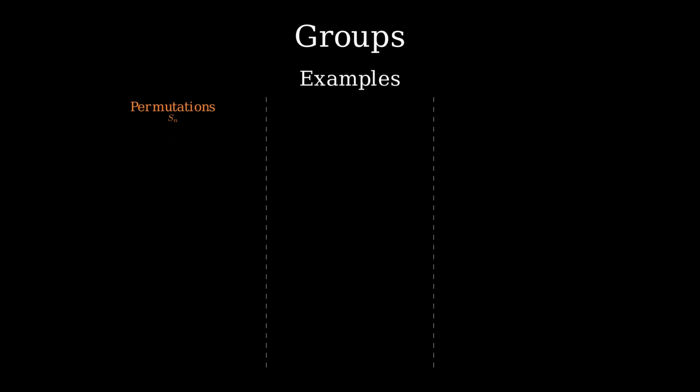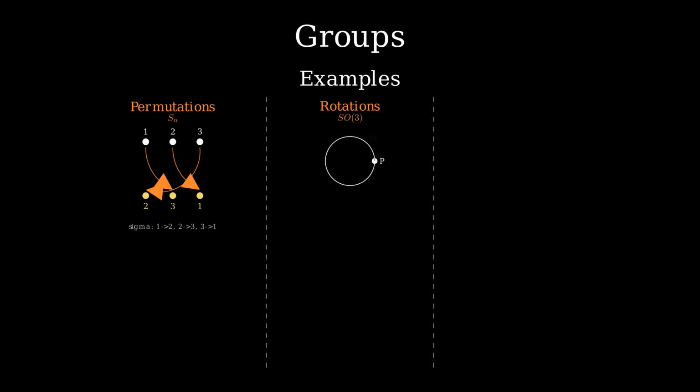Permutations of n elements form a group. Composing two permutations gives another permutation, and every permutation is reversible. Rotations in three-dimensional space, the group SO(3), also form a group. Rotating twice is still a rotation, and every rotation has an inverse rotation. And translations in space also form a group. Shift by V, then by W, and you arrive at V plus W. The inverse is simply the negative shift.